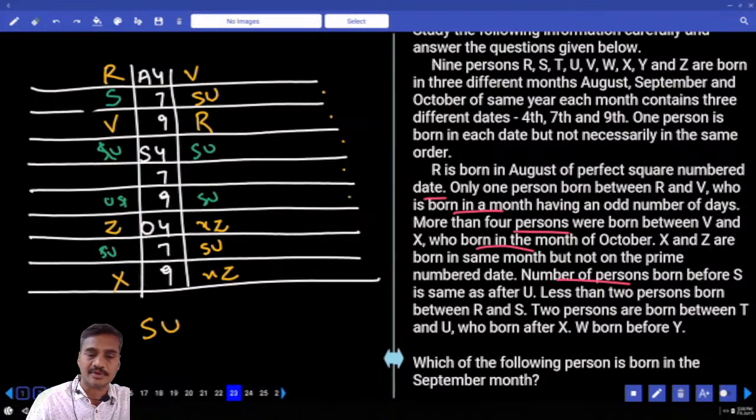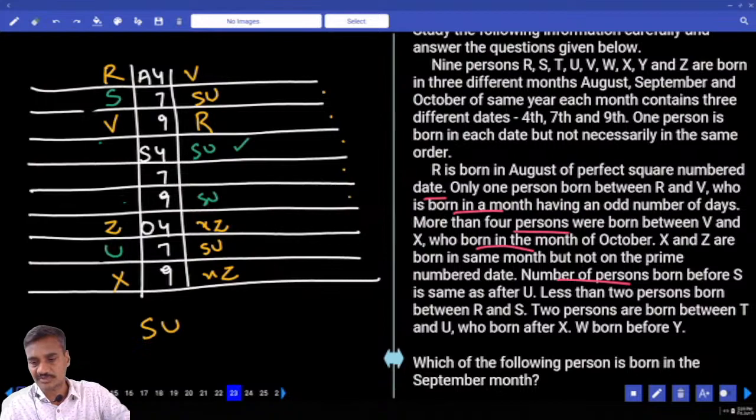Now if S is here, U must be here. In both cases, less than 2 persons between R and S. Again in this one, less than 2 persons between R and S. Here there are two possibilities for S. If S is here, R and S are adjacent. RS can be here as well.